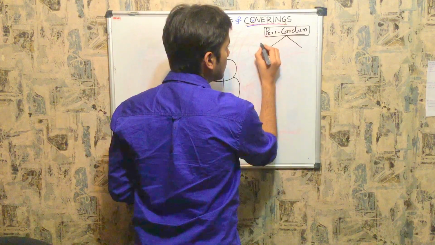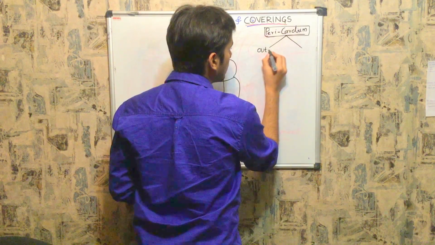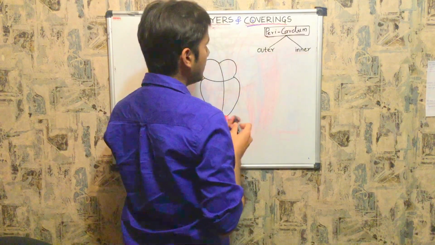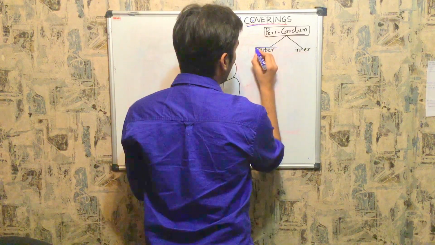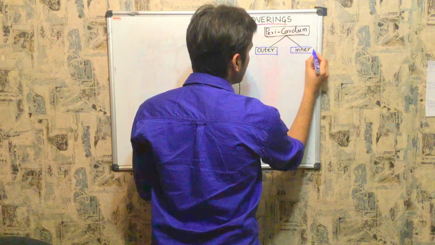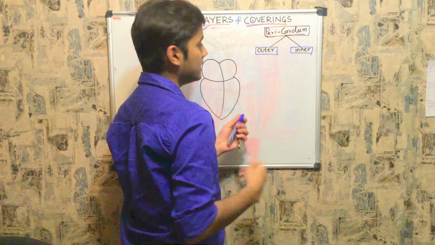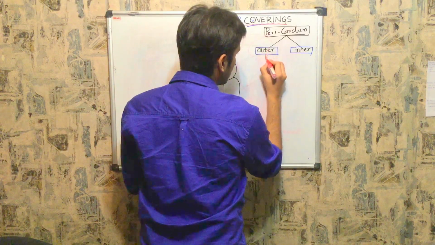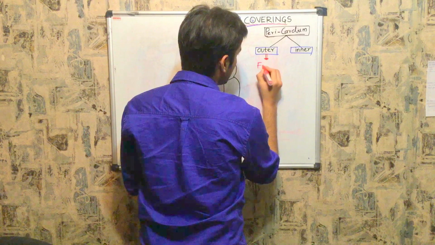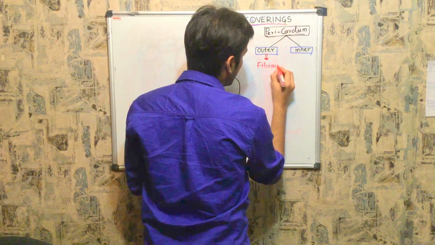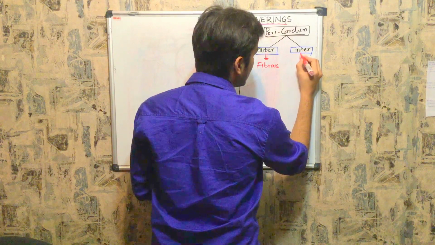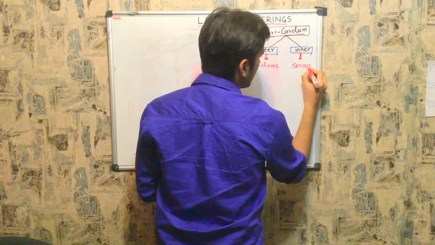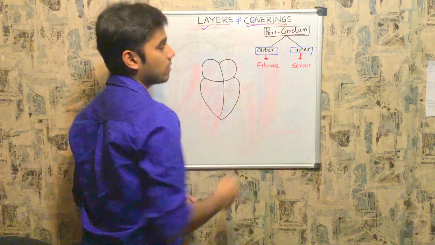The outer part as well as the inner part. One is the outer layer, and another one is the inner layer. The outer layer is thick, so you call it the fibrous part, and the inner part is called the serous part.